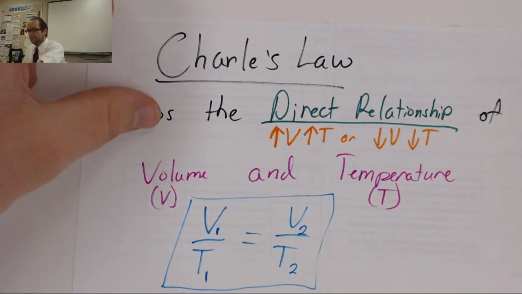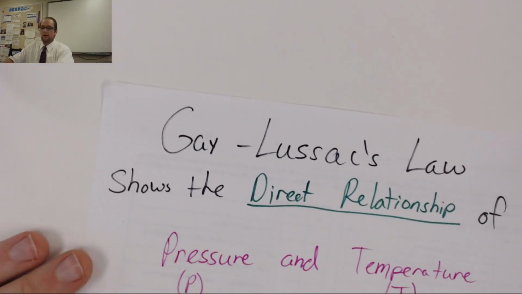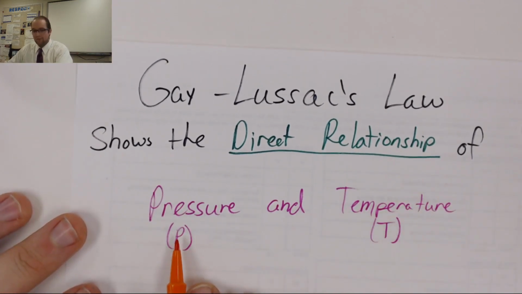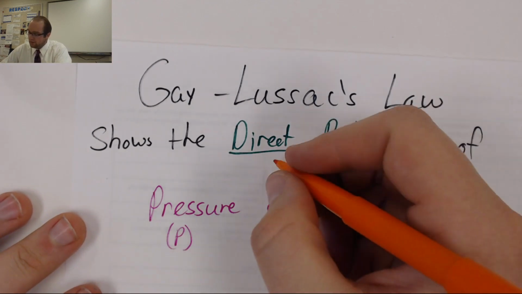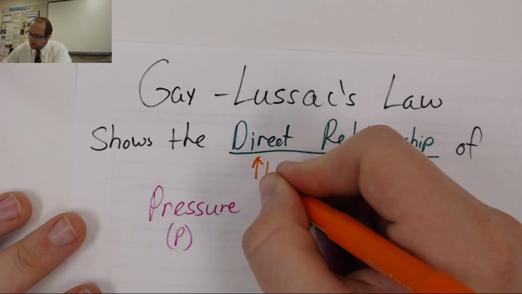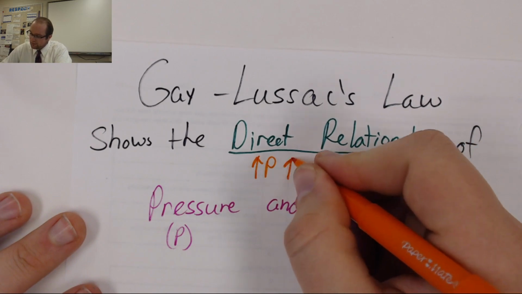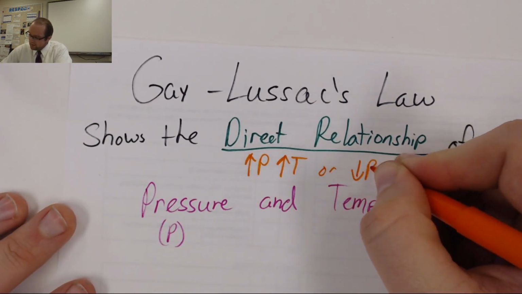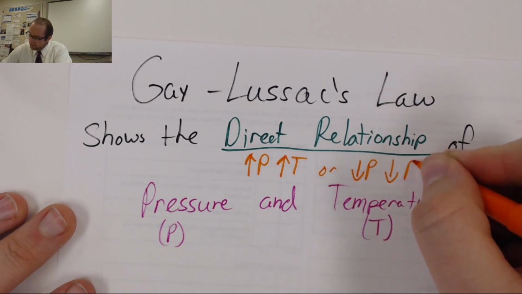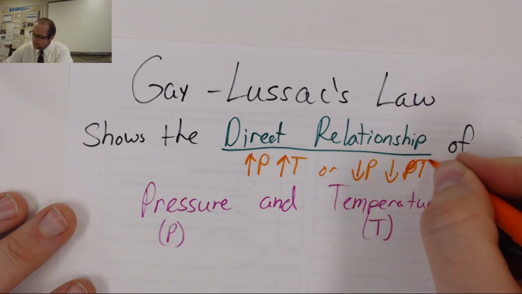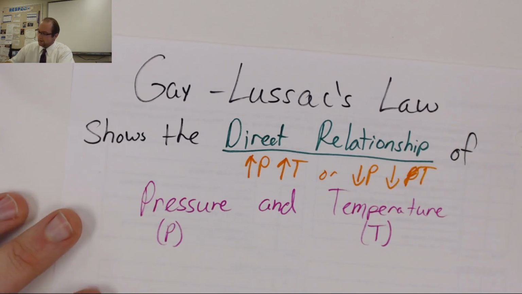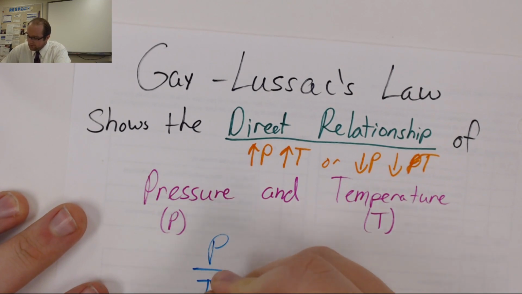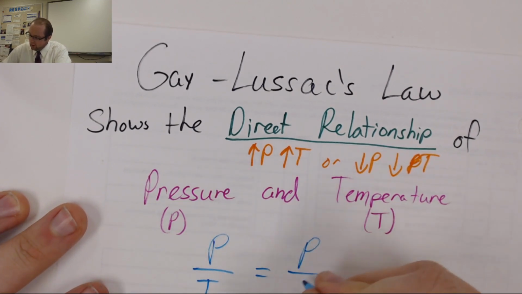Gay-Lussac's Law. Gay-Lussac's Law shows another direct relationship, this time between pressure and temperature. Direct relationship meaning, again, if you have an increase in pressure, you expect an increase in temperature. Or if you see a decrease in pressure, you expect a decrease in temperature. So this equation ends up looking a lot like Charles' Law, except now it's P over T equals P over T.